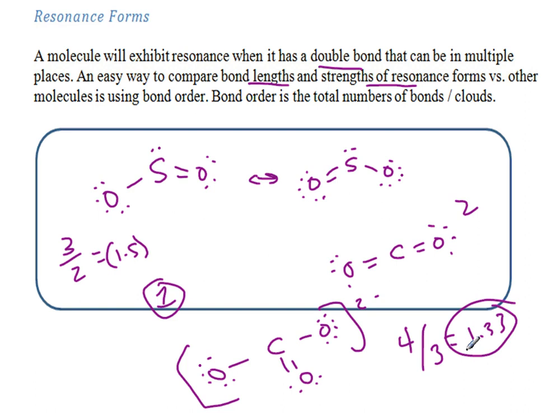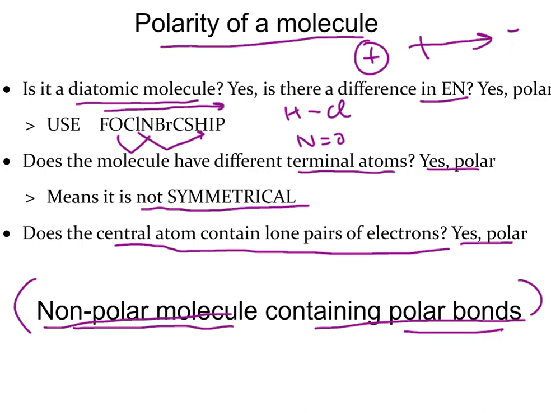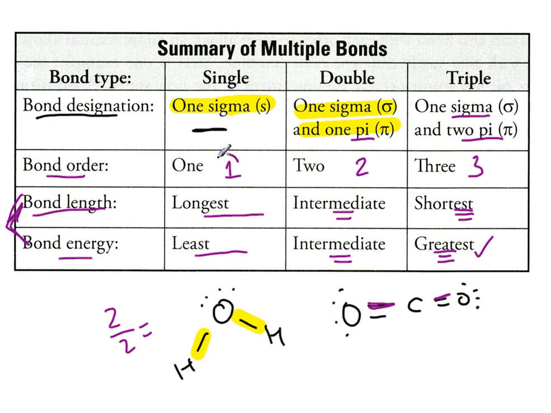You can use the bond order to rank them. Going back, it goes back to the idea we used in this chart here. This is bond order of 1, bond order of 2, bond order of 3. It allows you to compare these properties of the bonds. So keep that in mind.